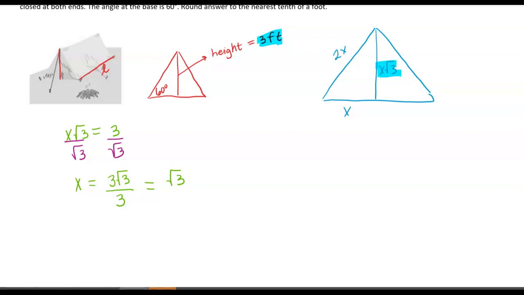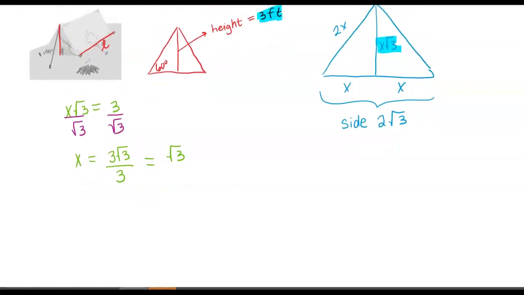So since the full side is 2 times x, I think we can say that one side of the triangle is going to be 2 times the square root of 3. So that's going to be the side of each of the triangles. So now let's think about if we were to take all the different sides of the tent and lay them out flat, what would they look like?